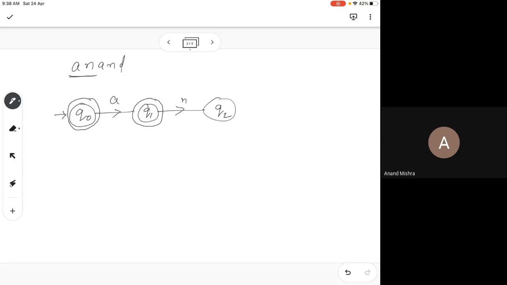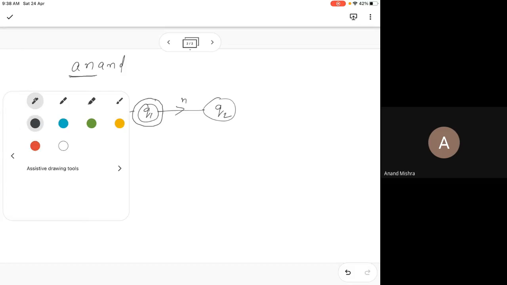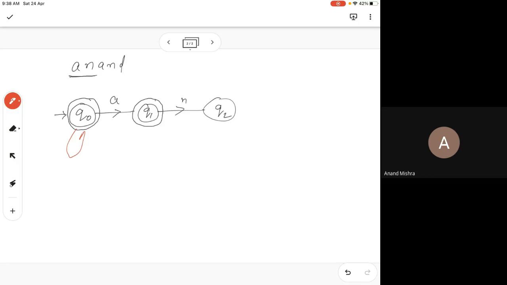Some people have made a mistake: they are drawing a self loop on Q naught, but that is not correct. Let's draw it first, in red. If I draw it like this and say that anything which is not A loops here, this is not correct. Why? Because let's say BAN: it will not recognize BAN, but BAN it should recognize. It should only not recognize AN. Anything else it should recognize. So this is not correct.